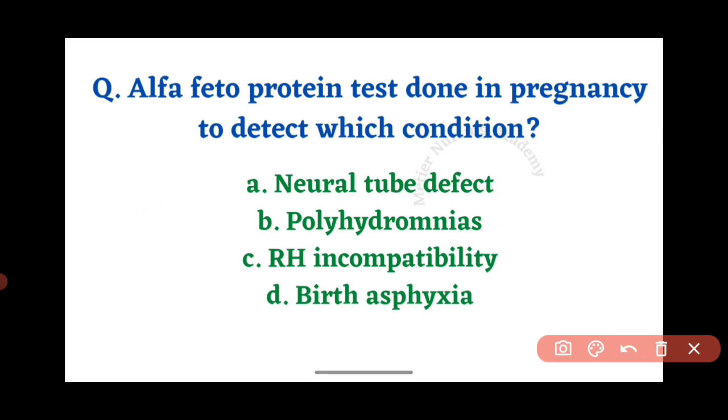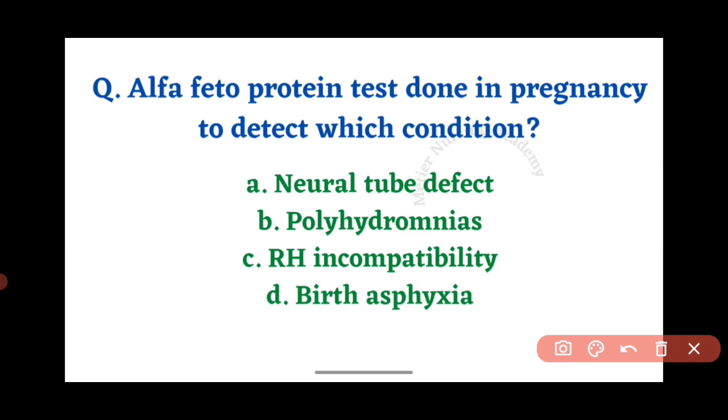So we were discussing polyhydramnios, and on the other hand oligohydramnios is there. What is oligohydramnios? If the amniotic fluid index is less than 5, that is oligohydramnios, or else if the fluid level is 200 to 500 ml, that is oligohydramnios.